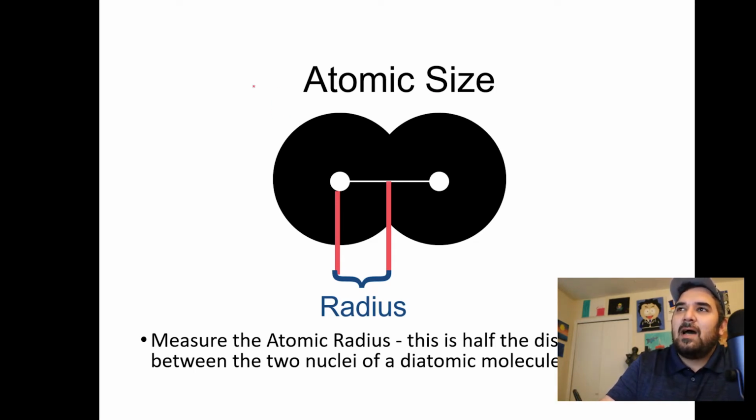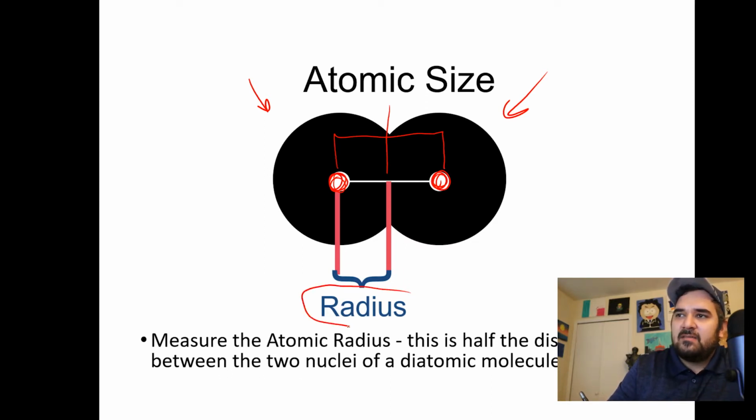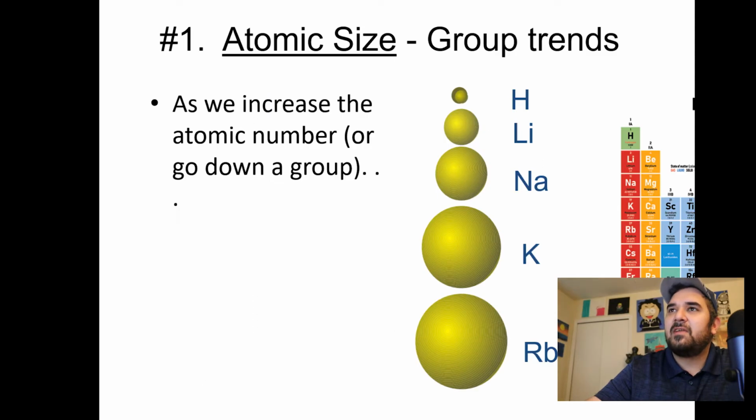So here we have two atoms. So here's atom number 1, atom number 2. And this is our first nucleus. This is our second nucleus. We're going to measure the distance between the two. We cut that distance in half, and that's how we get the radius of an atom. This is a question you'll be tested on, which is why I want to reiterate it.